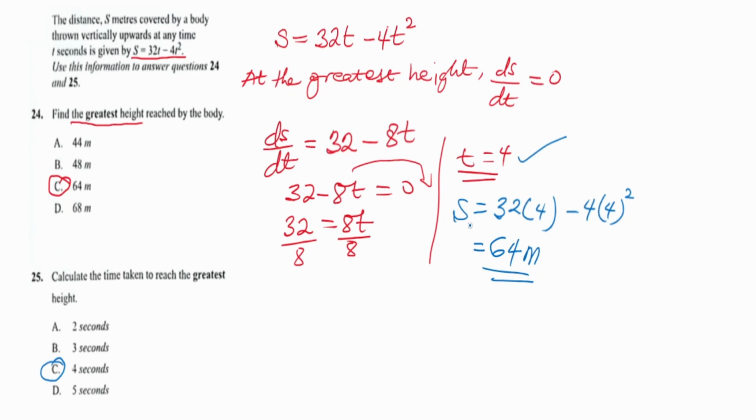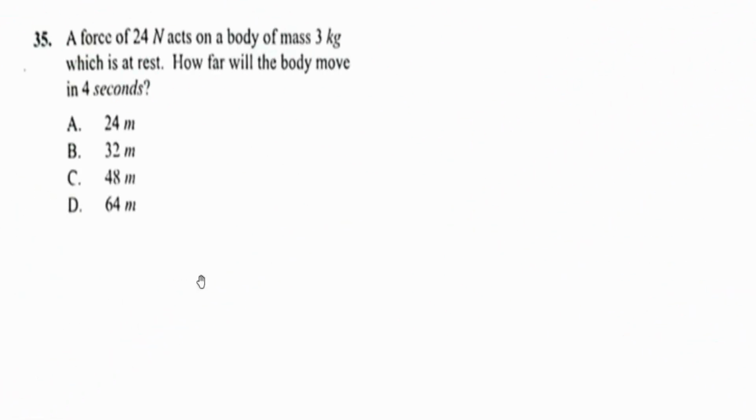Let's now move to question 35. Question 35 says that a force of 24 Newton acts on a body of mass 3 kg, which is at rest. How far will the body move in 4 seconds? The key facts from this problem are that the force is 24 Newton and the mass of the body is 3 kg. Also, the body is at rest, meaning that the initial velocity is 0, and the time is 4 seconds. What we are solving for is how far the body will move in 4 seconds.